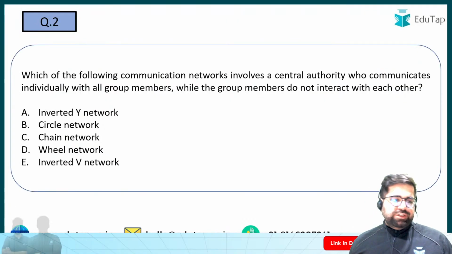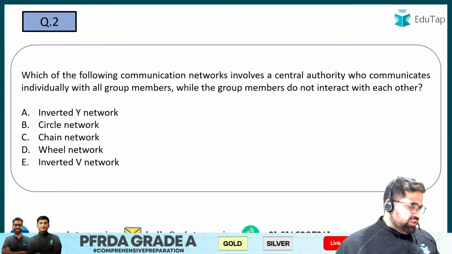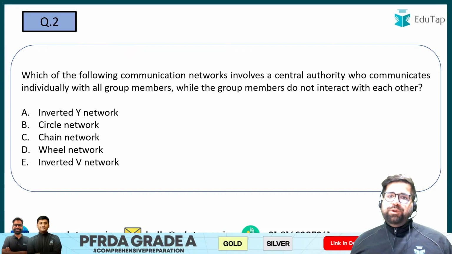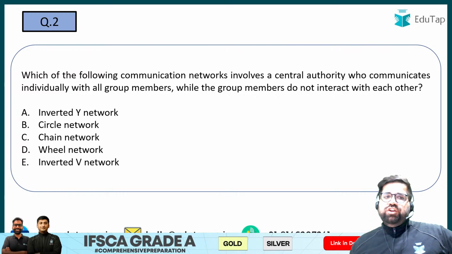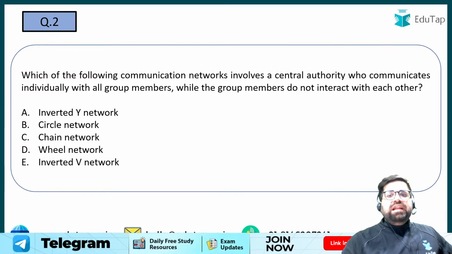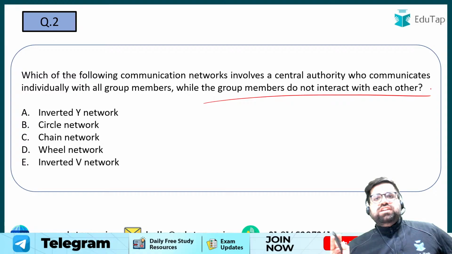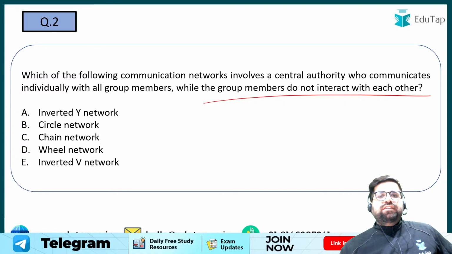Coming to the next question. Which of the following communication networks involves a central authority who communicates individually with all the group members while the group members do not interact with each other? So over here you have to identify the network.